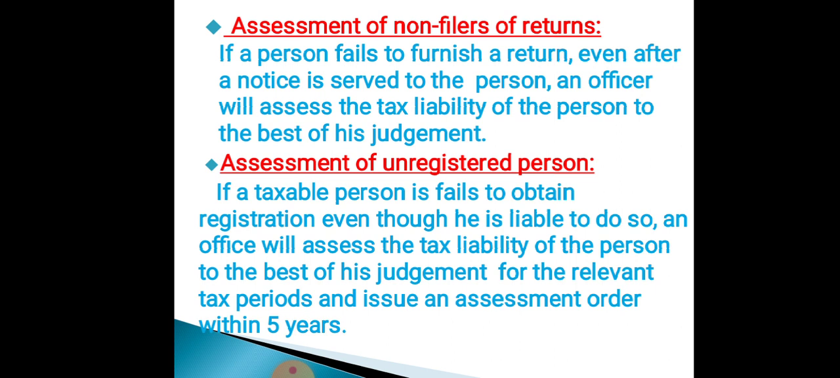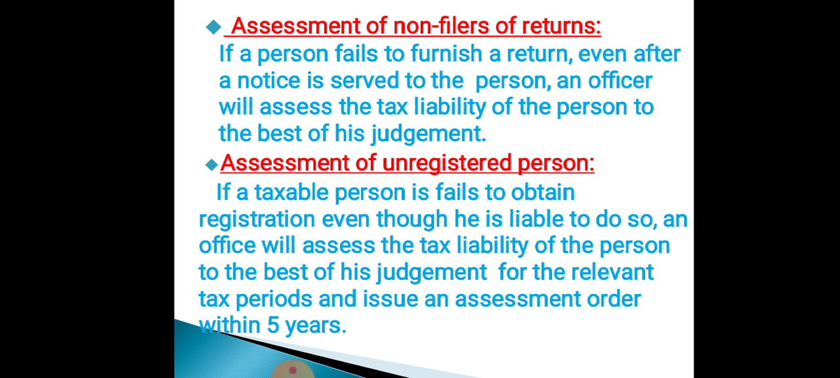Second type, assessment of unregistered persons. If a taxable person fails to obtain registration even though he is liable to do so, an officer will assess the tax liability of the person to the best of his judgment for the relevant tax period and issue an assessment order within 5 years.